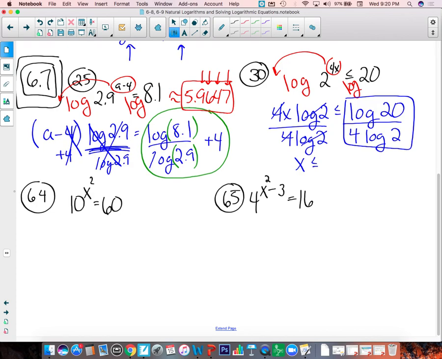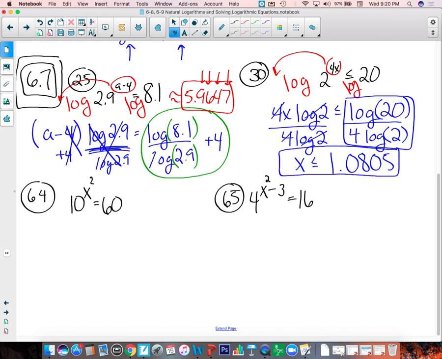Okay, you guys should be getting fairly good at punching these things in your calculator. Because remember, we need those parentheses. Okay, so log of 20 divided by 4 log of 2. And you should get x is less than or equal to 1.0805 after I throw that in my calculator.